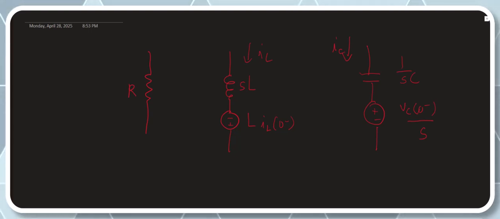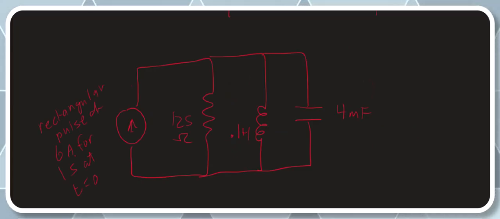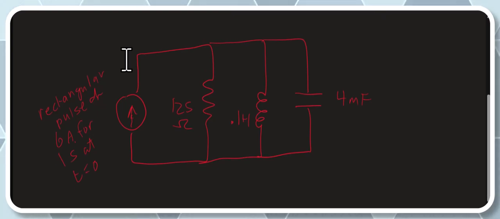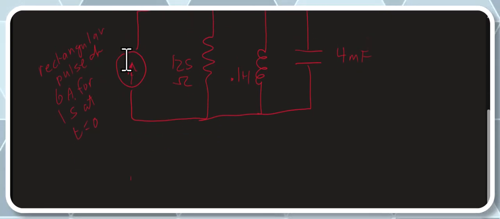And for other things, you would take the Laplace transform. So this will be easier to understand with an example. Okay, so let's say this is our circuit. We have a resistor of 125 ohms. We have an inductor of 0.1 henries. We have a capacitor of 4 microfarads. And our current source is a rectangular pulse of 6 amps for 1 second at time t equals 0.